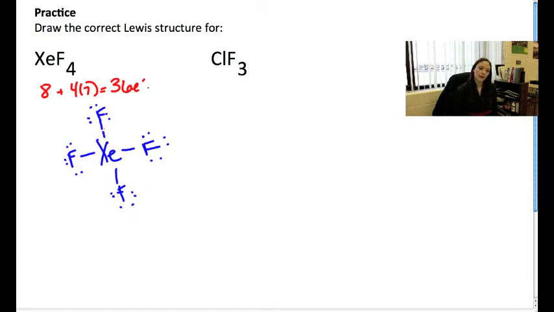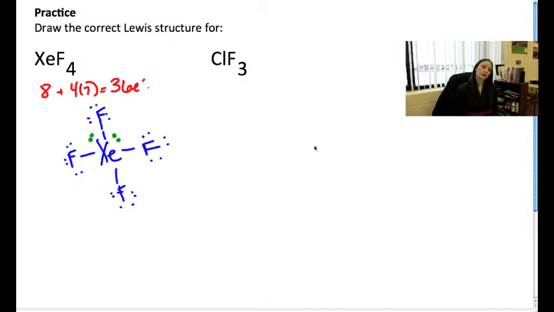So we've got 8, 16, 24, 32, so I'm still 4 short. So where are those 4 going to go? Well, they go right as lone pairs right to xenon. Now why can't I do a double bond to fluorine and give fluorine 10? Because fluorine's only in the 2nd period, so fluorine's never going to double bond in the sense to have more than 8 electrons. It only ever has 8.